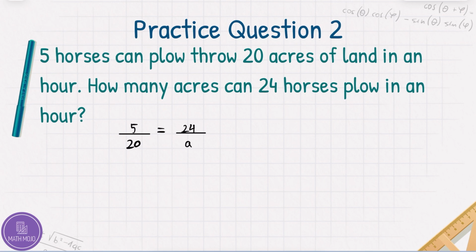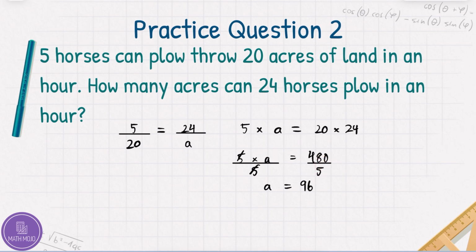Okay, so we can set up our equation. So we can do 5 multiplied by A, which is equal to 20 multiplied by 24. Okay, now we're going to solve this side of the equation. So 20 multiplied by 24 is going to give us 480. And this side we didn't touch, so it stays the same. And now we can divide both sides by 5. Same on here. These numbers will cancel out. We're going to be left with A on this side. And 480 divided by 5 is going to give us 96. So for our final answer, it's 96.